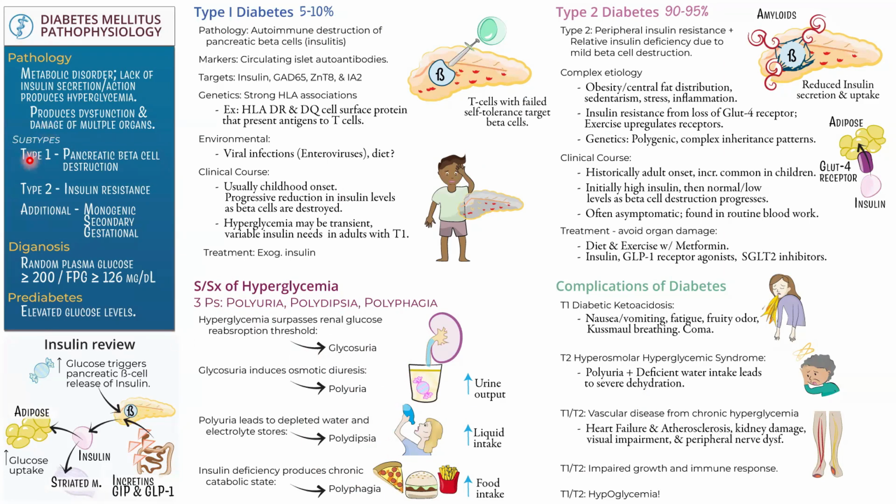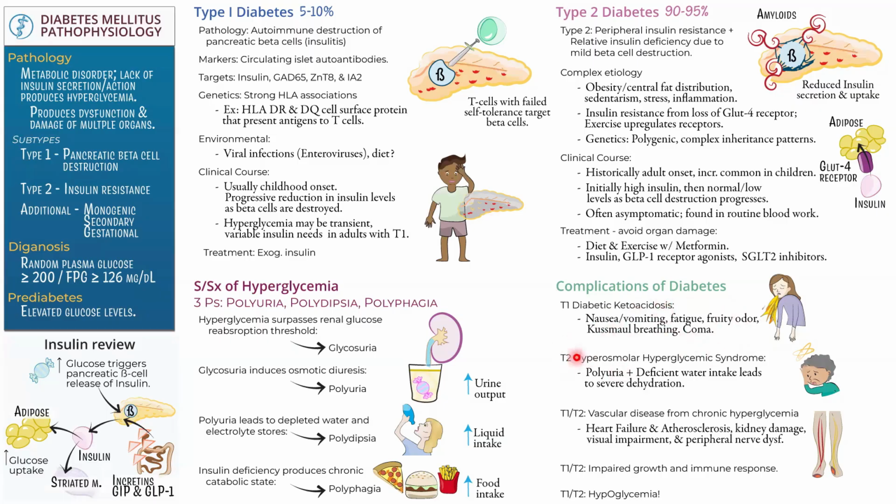And remember, we talked about the various subtypes: type 1, which comes across due to beta cell destruction, and type 2, where there is insulin resistance, as you can also appreciate there. So on this end, what we need to appreciate is that there are complications of diabetes. The first is diabetic ketoacidosis. In diabetic ketoacidosis, the person has nausea, vomiting, fatigue, a fruity odor, and Kussmaul breathing that can lead to coma.